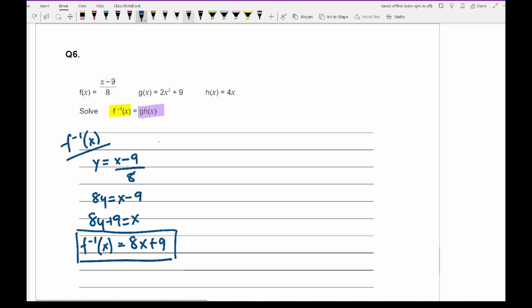The next thing for me then to work out is what gh of x is going to be. So let me just write that again because I've already messed that up. So let's write gh of x.